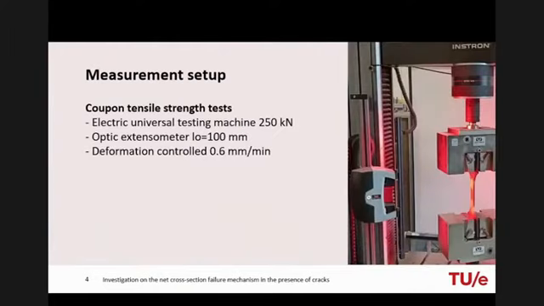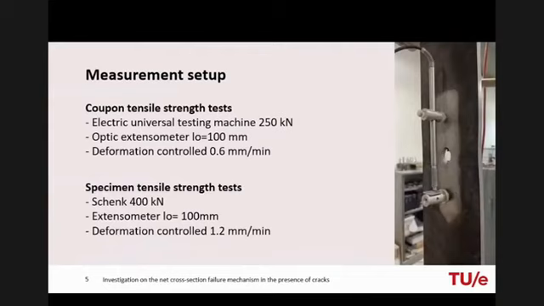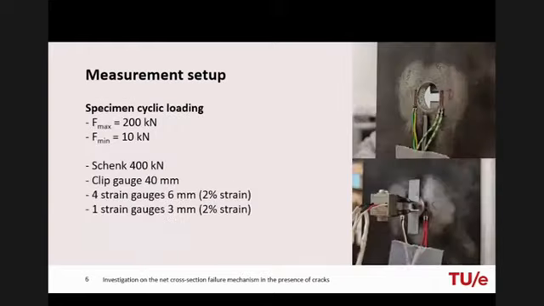As the first step of the experimental program, standard tensile tests are performed with an instrument testing machine with a capacity of 250 kilonewton to determine monotonic steel properties. The elongation is measured with an optic extensometer over a length of 100 millimeter, and the tests are deformation controlled at a speed of 0.6 millimeters per minute. Then we also perform tensile tests on notched plate specimens using a hydraulic testing machine of 400 kilonewton. These tests have been made to create a reference with previous literature. The elongation is measured with an extensometer over a length of 100 millimeter and the tests are deformation controlled with a speed of 1.2 millimeter per minute.